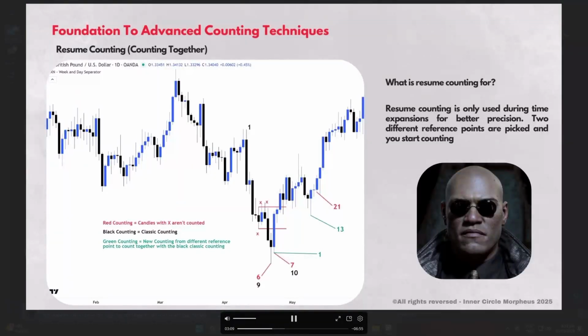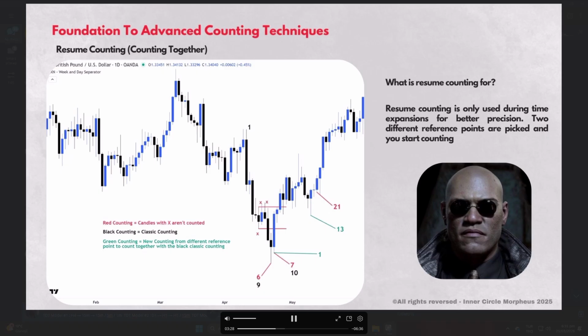Resume counting. We've got 3 different countings here: red, black, and green ones. Black counting is the classic one, like we always count. Green counting is the counting where different reference points are utilized together with the black counting. Red counting is the one with the candles, where the ones with X mark aren't counted.